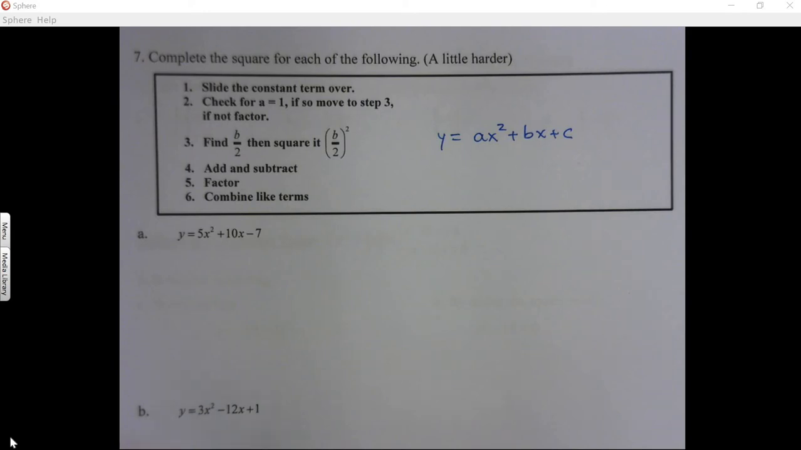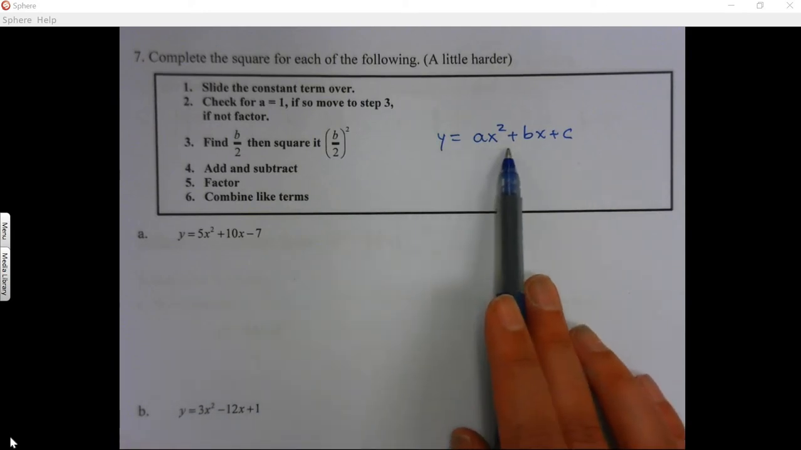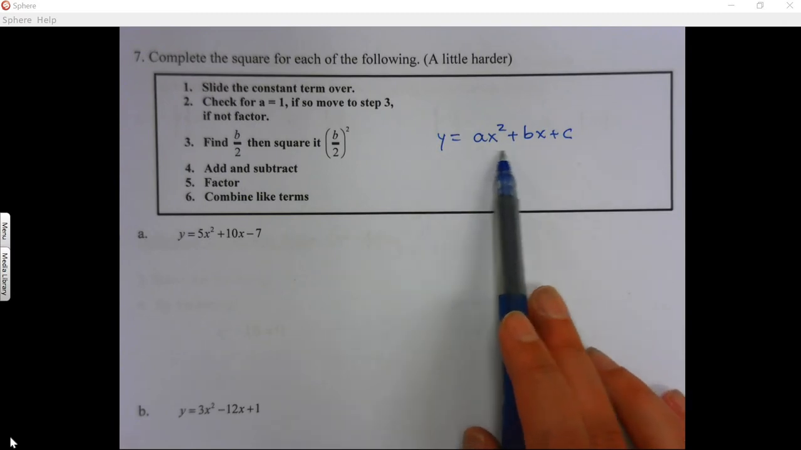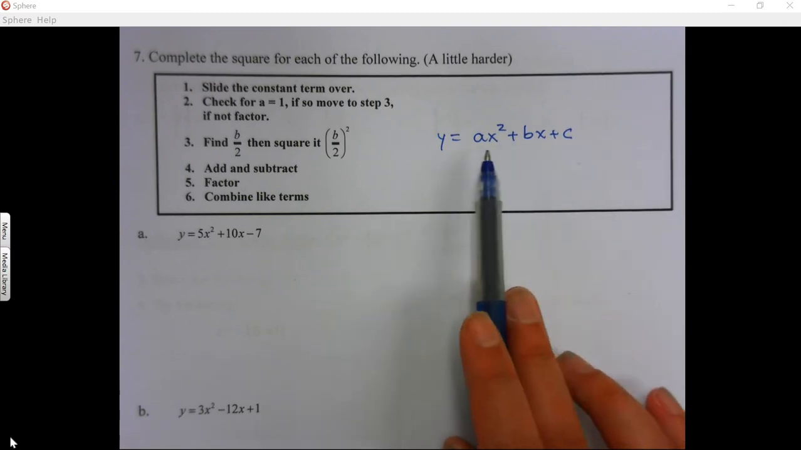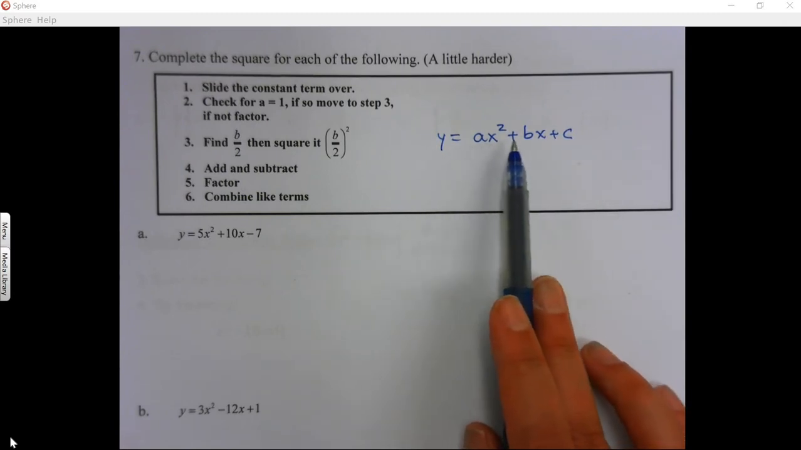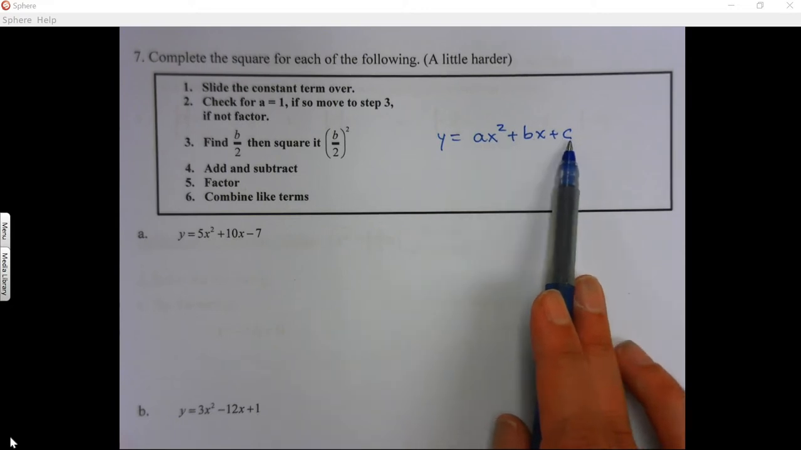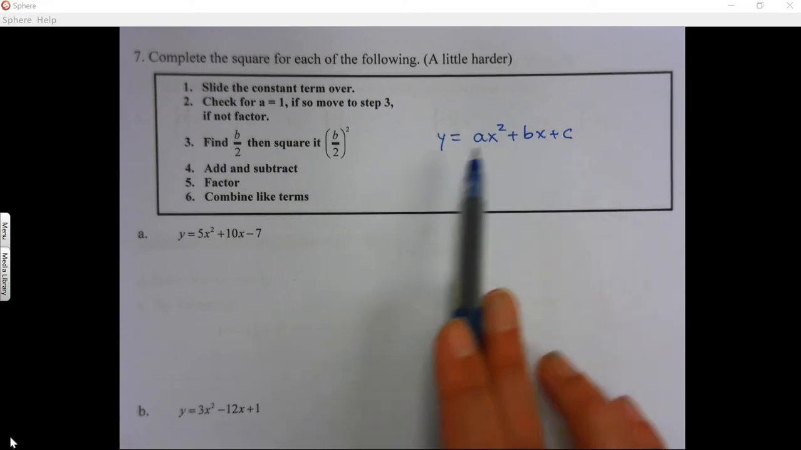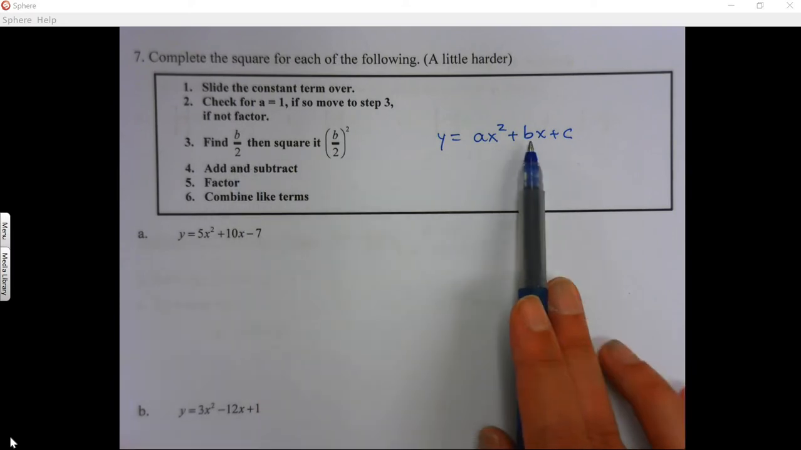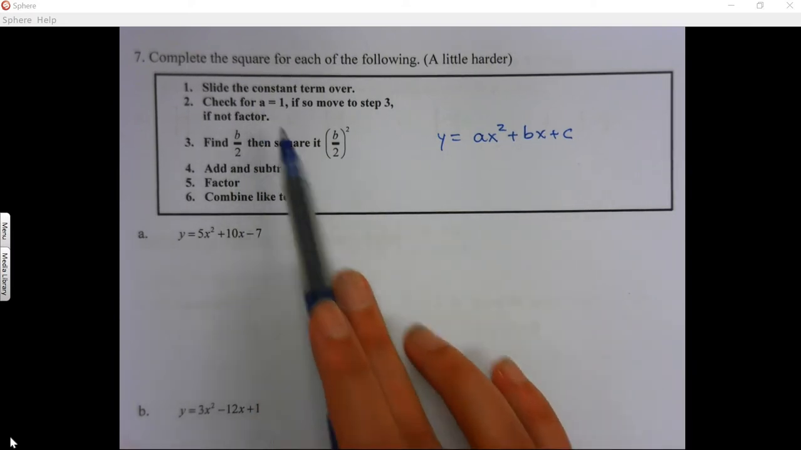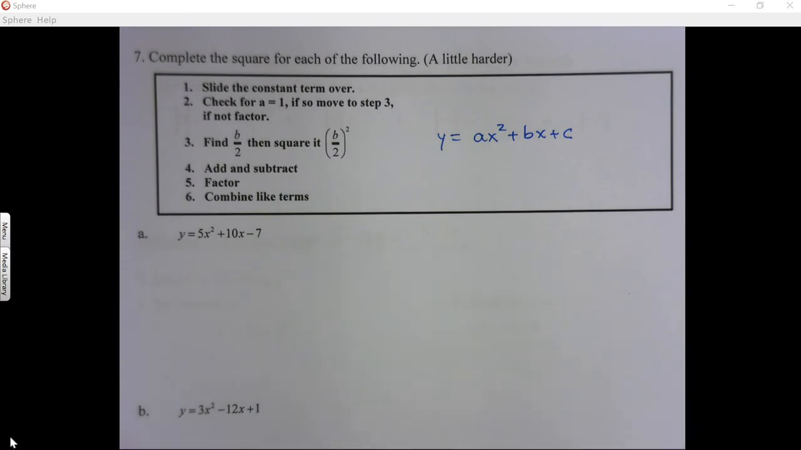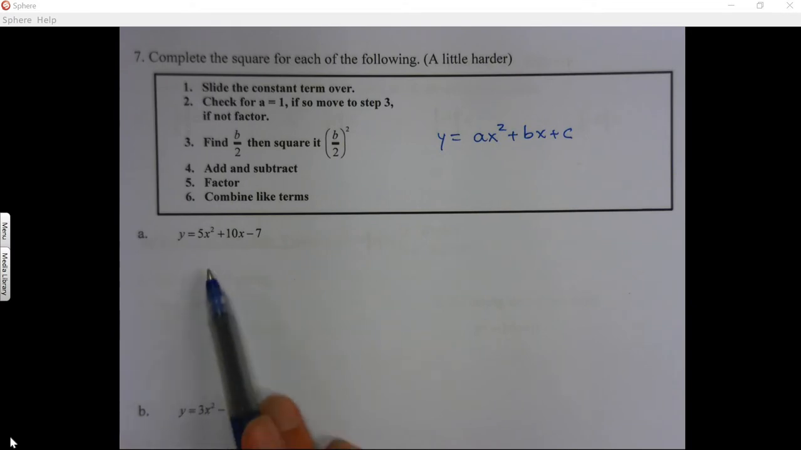Okay, so again, we have y equals ax squared plus bx plus c. This is the standard form of a quadratic equation. A always comes before x squared, b always comes before x, and then c is always our constant term on the end. So when we talk about b in the directions, we are talking about the term in front of x. When we talk about completing the square, a needs to be 1, as it was in the previous examples. But as you will see moving forward, we have a value that is not 1.